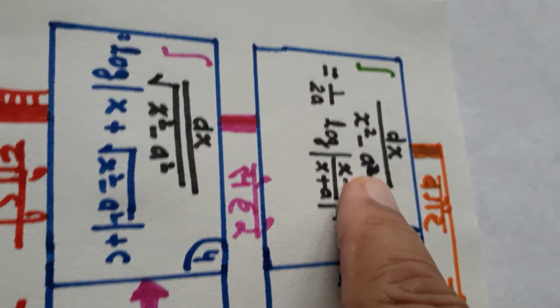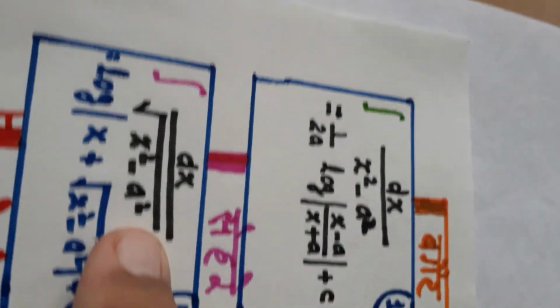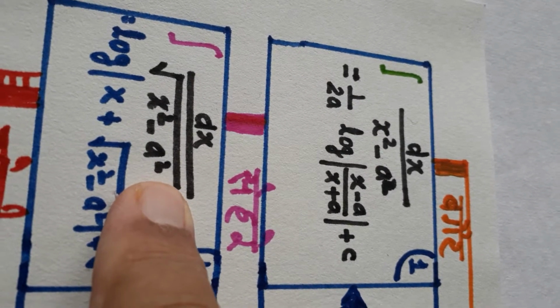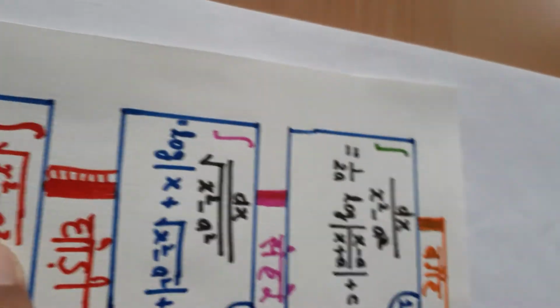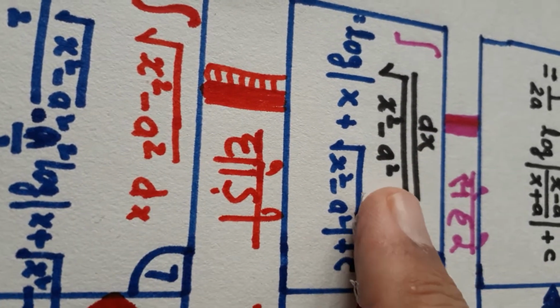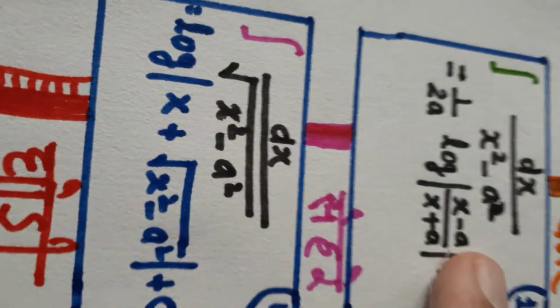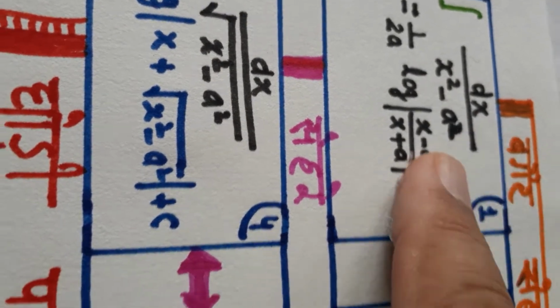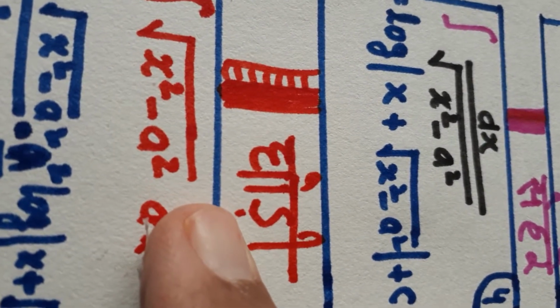Dula is the same. Here it is without square root. Here it is without square root. And here it is with square root. Here it is with square root, but it has come in the numerator. Here it is in the denominator. Here it is without square root. बगैर शेरे वाला दूल्हा, शेरे वाला दूल्हा, घोड़ी पर चढ़ा हुआ दूल्हा.